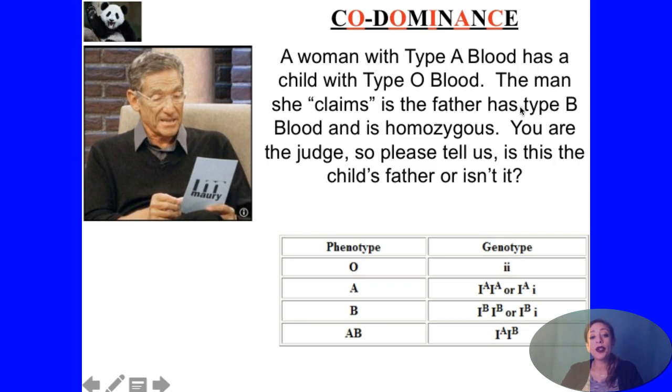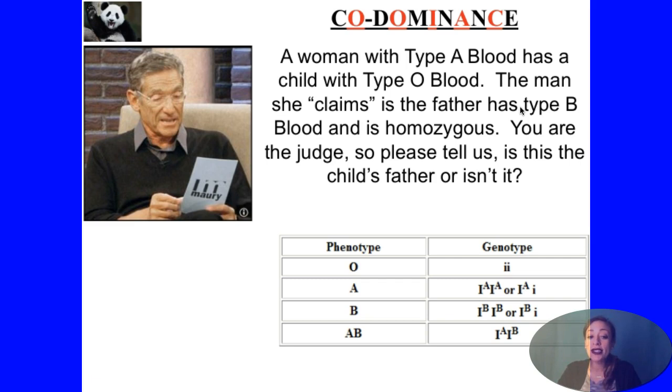So here's an example for you all to look at and try to work through, okay? A woman with type A blood has a child with type O. The man she claims is the father has type B blood and is homozygous. You are the judge, so please tell us, is this the child's father or isn't he?